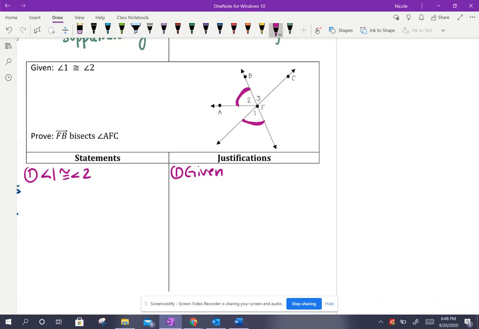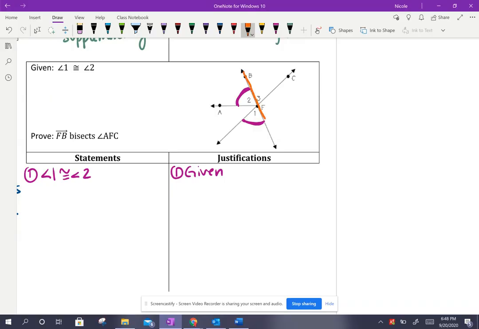In order to use that, I have to show that angle 2 and angle 3 are congruent. So I need to figure out how to get angle 2 and angle 3 to be congruent. So if I look at my figure and try to see, do I have any information about the angles other than angle 1 and angle 2? And I, in fact, do. I have that angle 3 and angle 1 are vertical angles.